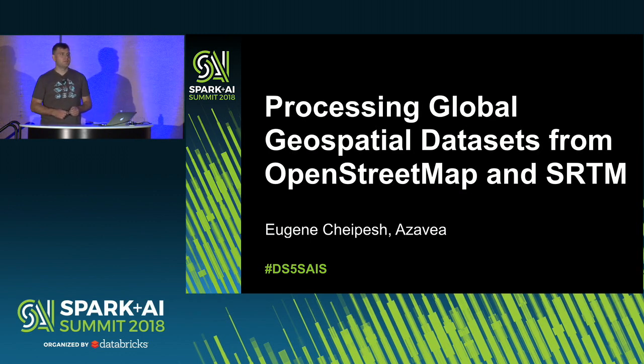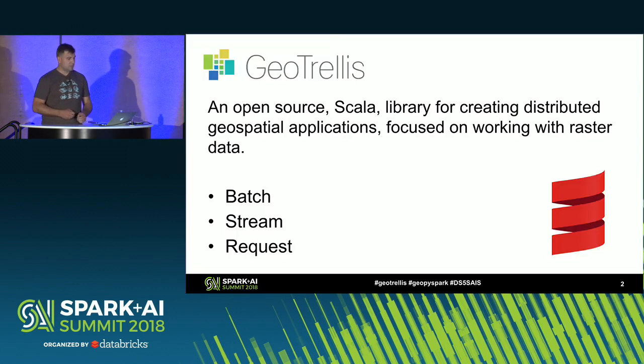I work at Azavea. We're located in Philadelphia, and we have a mission to advance geospatial technology and apply it for positive social and civic impact. One of the ways that we do that, well, both of those things, is by contributing to a project called GeoTrellis. It's an open source library written in Scala for distributed geospatial processing, obviously on Spark.